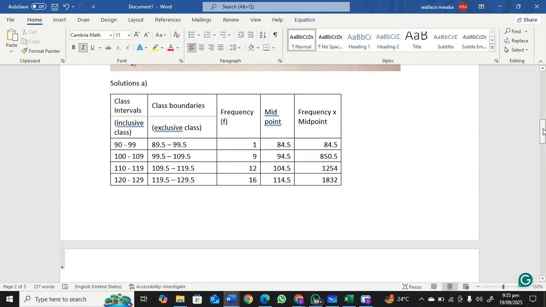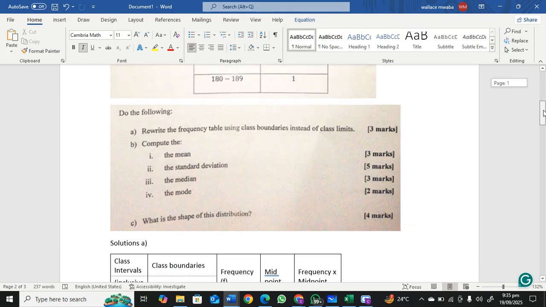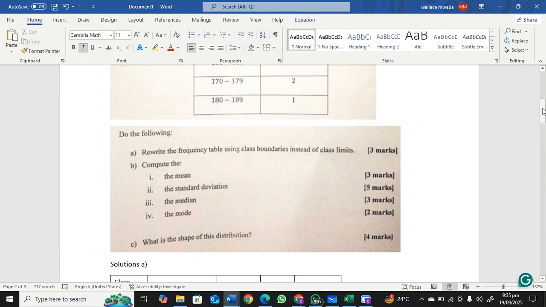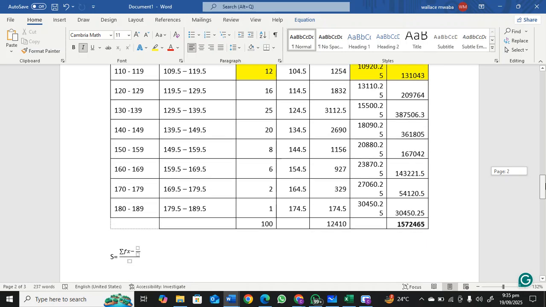This one, sir, Mr. James, this one here. The one we were doing last time, last class, where we ended on the mean. This is the question we're solving. Any other questions?